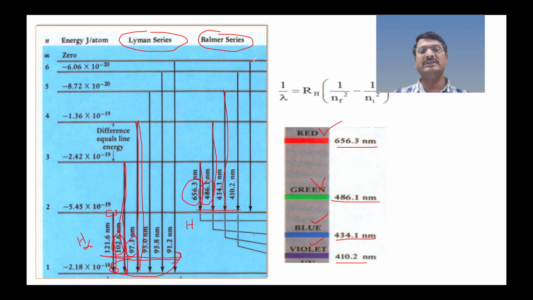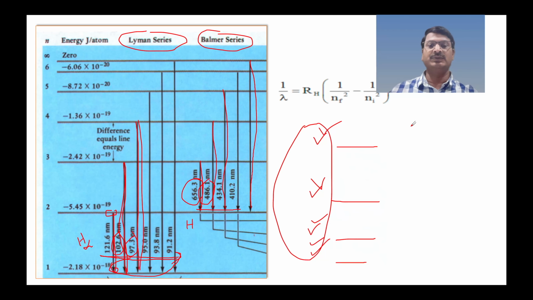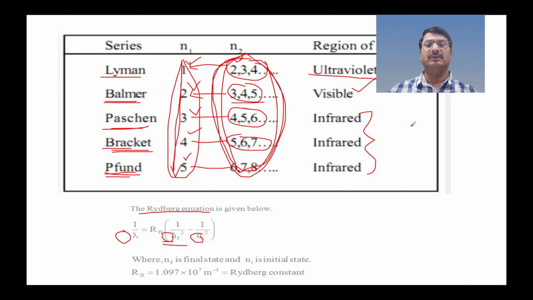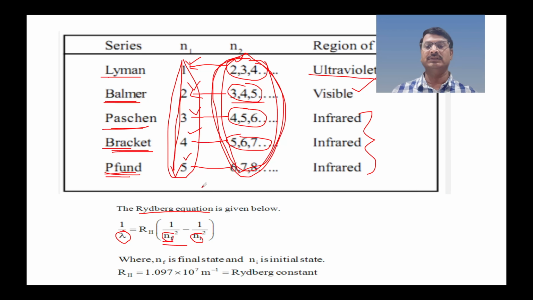And when the electron comes from the seventh energy level to the second energy level, it has higher energy than visible light. Only these four lights fall into the visible light: red, green, blue and violet. Similarly, by substituting the NF and NI values in the Paschen, Brackett and Pfund series, you will get the different wavelength lights present in the Paschen, Brackett and Pfund series also.